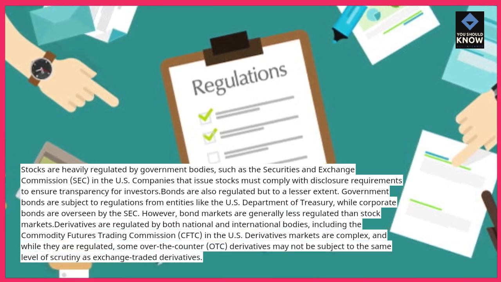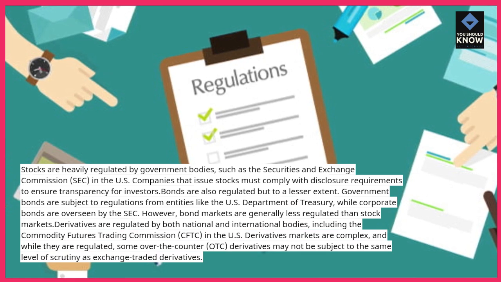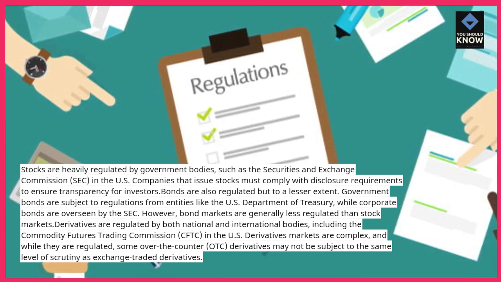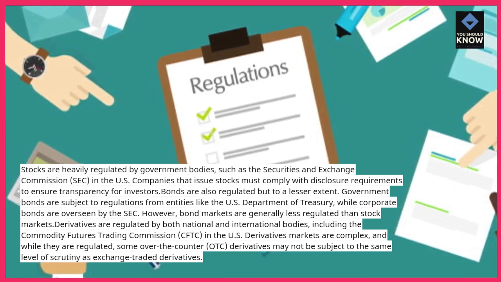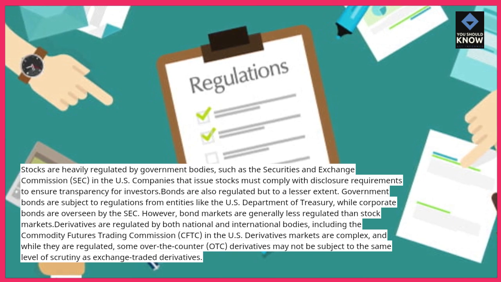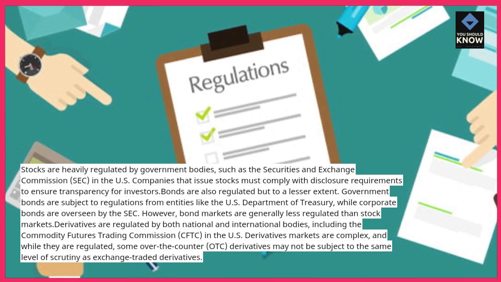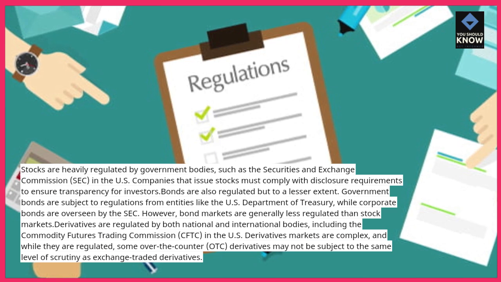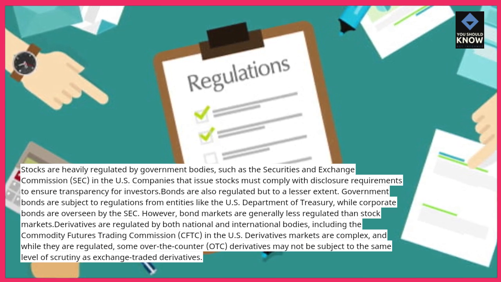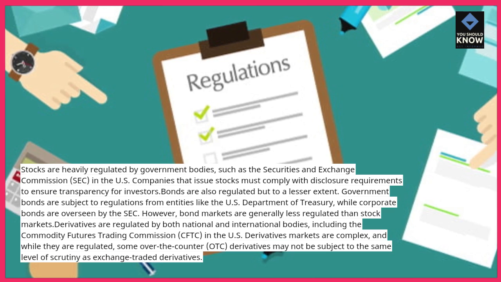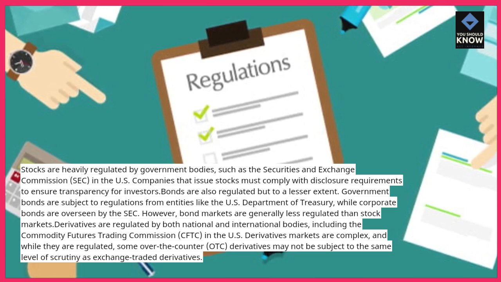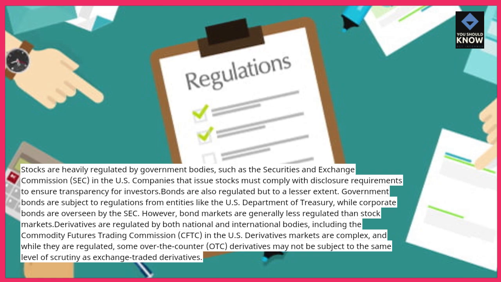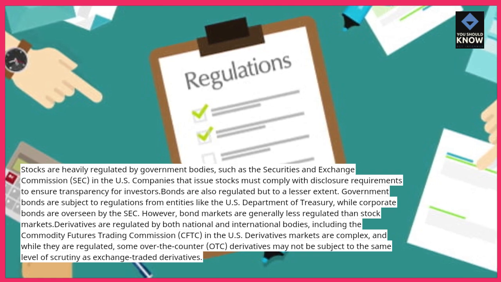Bonds are also regulated, but to a lesser extent. Government bonds are subject to regulations from entities like the U.S. Department of Treasury, while corporate bonds are overseen by the SEC. However, bond markets are generally less regulated than stock markets. Derivatives are regulated by both national and international bodies, including the Commodity Futures Trading Commission, CFTC. In the U.S., derivatives markets are complex, and while they are regulated, some over-the-counter, OTC, derivatives may not be subject to the same level of scrutiny as exchange-traded derivatives.